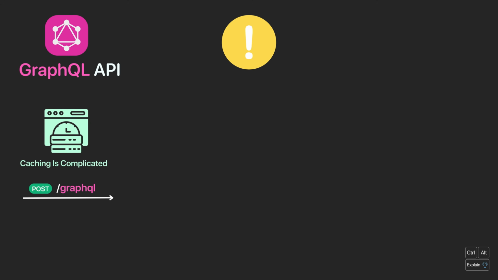But like any technology, GraphQL comes with trade-offs. Caching is one of the biggest challenges. With REST, each resource has its own URL, so browsers and CDNs can cache responses easily. But GraphQL sends everything through a single endpoint, usually /graphql, and the response depends entirely on the query body. That means two requests to the same endpoint might return completely different shapes of data, which makes traditional URL-based caching almost useless.